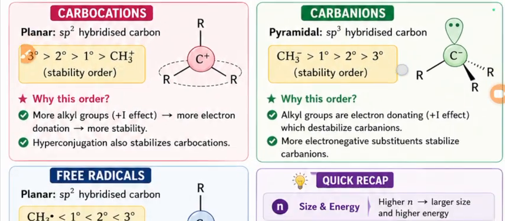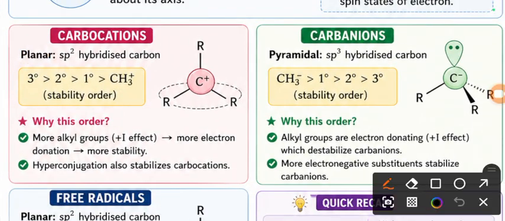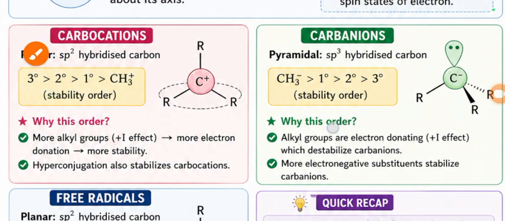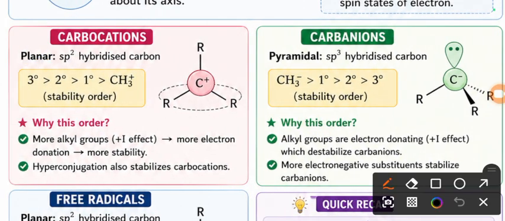One more very important topic here is carbocation. Remember, in carbocation, carbon has a positive charge. The carbon atom is sp2 hybridized, and the geometry is planar. Tertiary carbocation is more stable. In case of carbanion, we find a negative charge on the carbon atom. The geometry is pyramidal, and the hybridization is sp3. Remember here, methyl carbanion is highly stable, and tertiary carbanion is least stable.